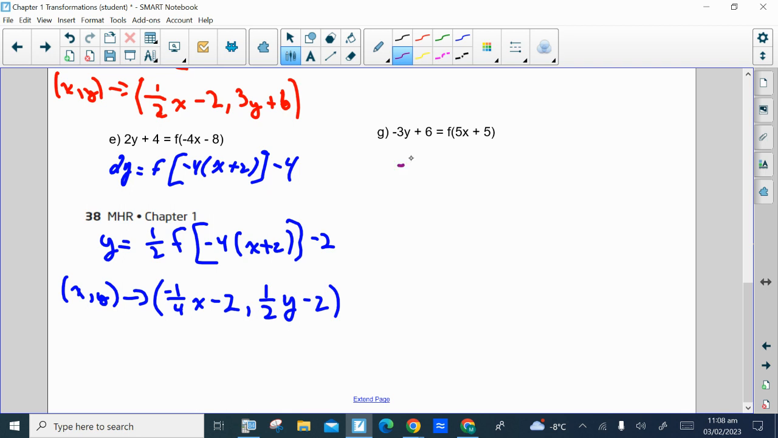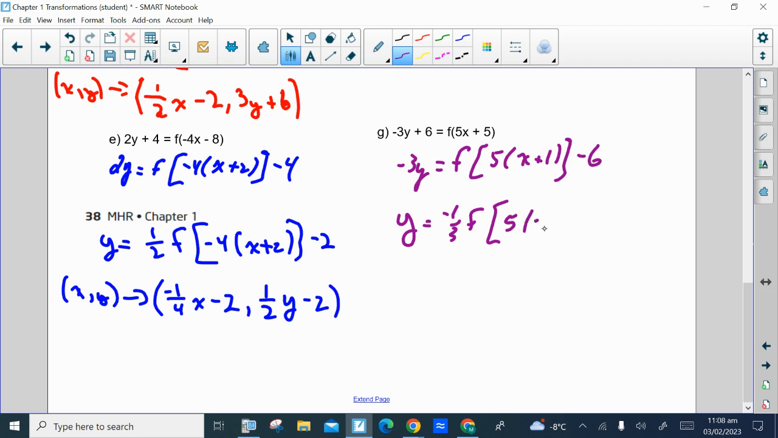Question G. I will move the 6 over as well. Take out a common factor of 5 to get the b and x minus h separated by brackets. And then I will divide both sides by negative 3, which is the same as multiplying by negative 1/3. When you divide negative 6 by negative 3, it becomes positive 2.